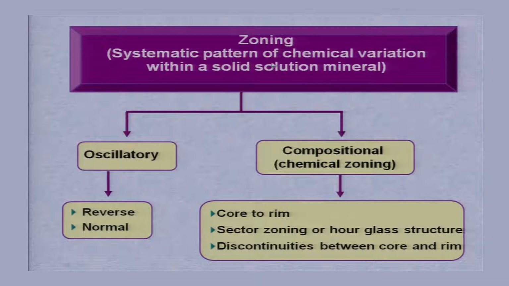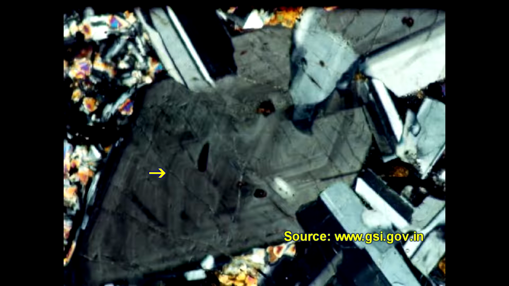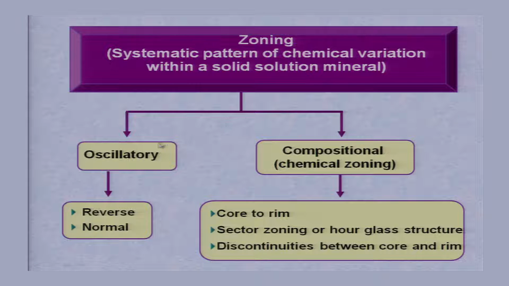The change in the chemical pattern of the albite or anorthite as a result of chemical change, you may be able to see the rings of albite and rings of anorthite alternately. As a result, symmetric zoning is formed. Zoning is basically of two types: oscillatory zoning and compositional zoning. Oscillatory zoning is again categorized into two major types, reverse and normal zoning.